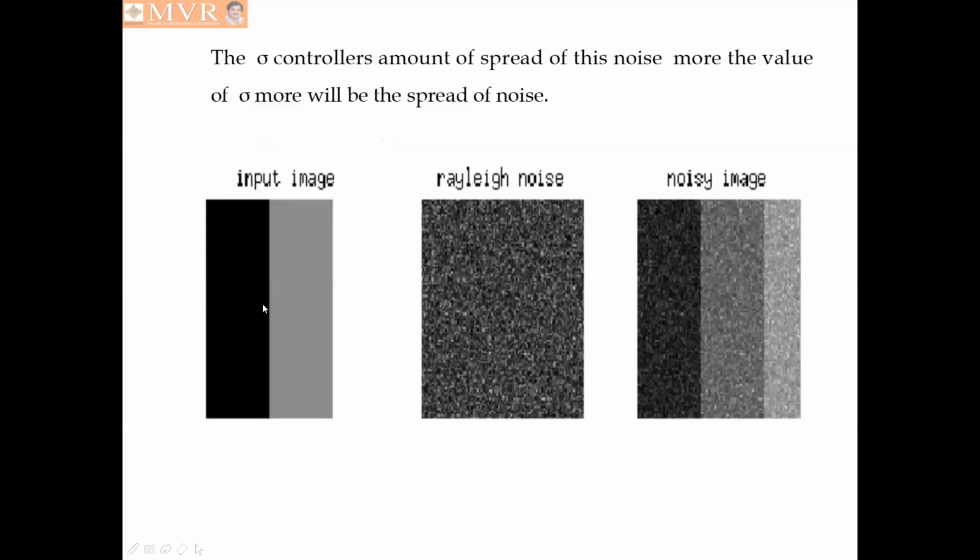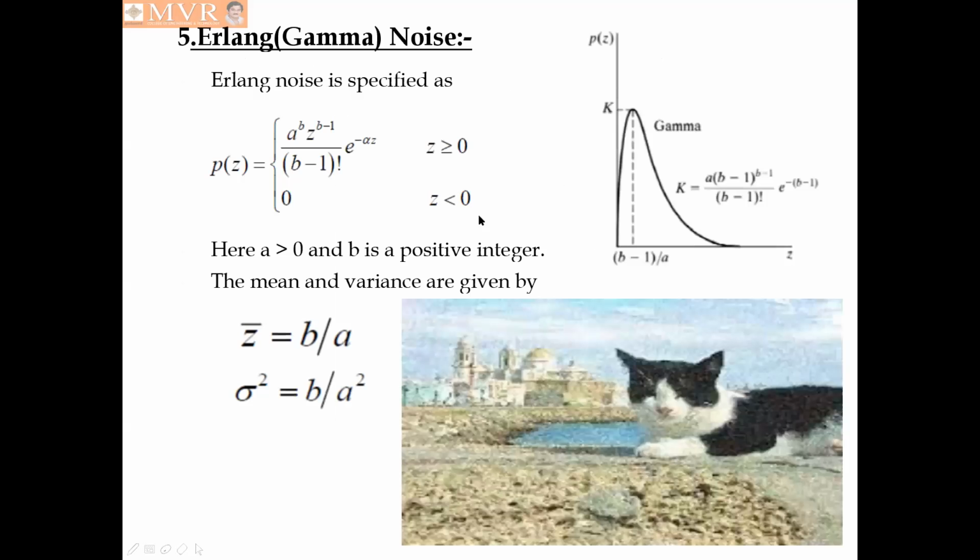You can examine this: this is the original input, and this is the Rayleigh noise, and this is the noisy image. This Rayleigh noise image has more spread, and here we have one with lesser spread. The Rayleigh noise is controlled by a parameter called sigma. Sigma controls the amount of spread of the noise. The greater the value of sigma, the greater the spread of the noise.